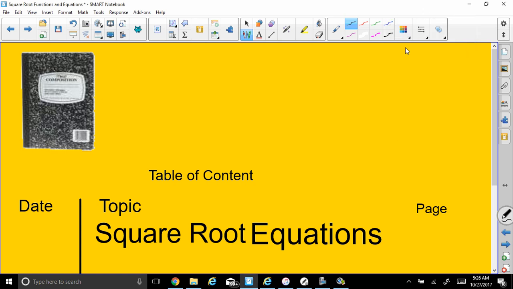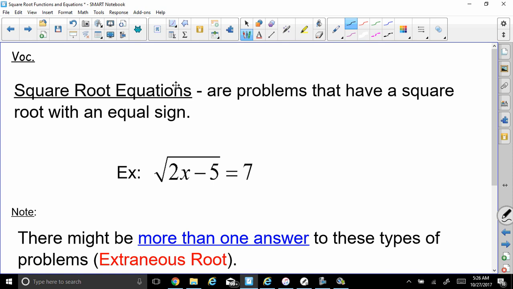This is Dr. Robinson again, and we're going to continue our studies. We are talking about square root equations. A square root equation is a problem that has square roots in it and an equal sign. For example, the square root of 2x minus 5 is equal to 7. Please note there might be more than one answer to these types of problems, often called an extraneous root.